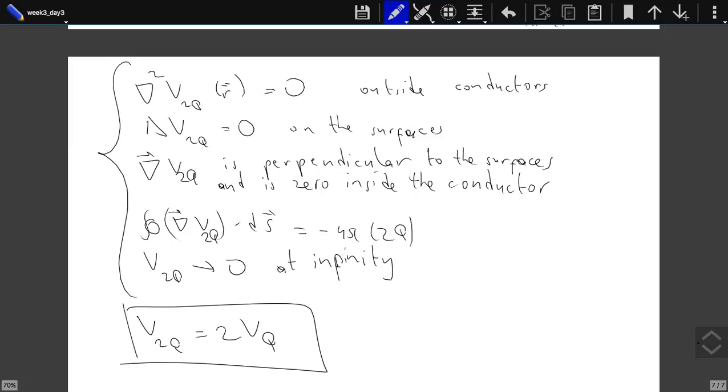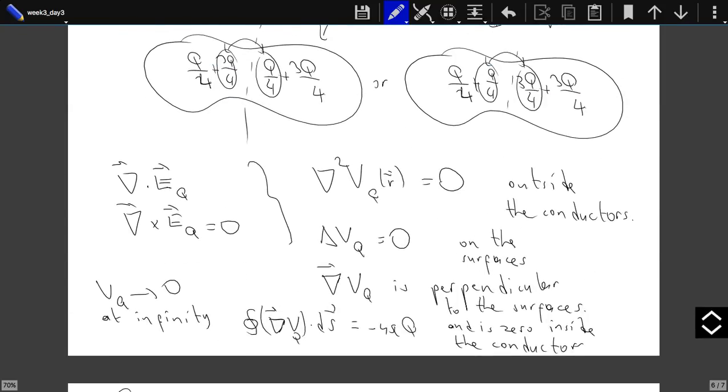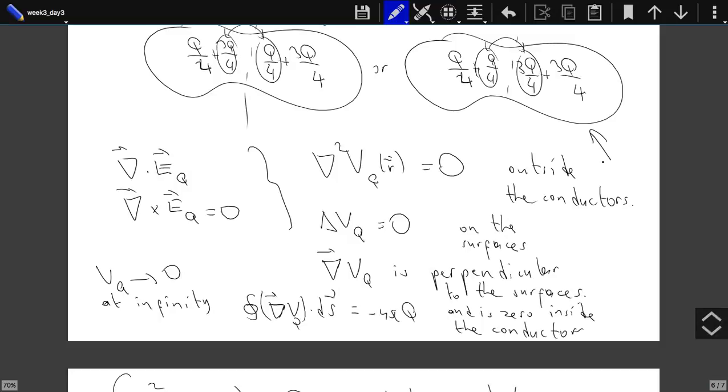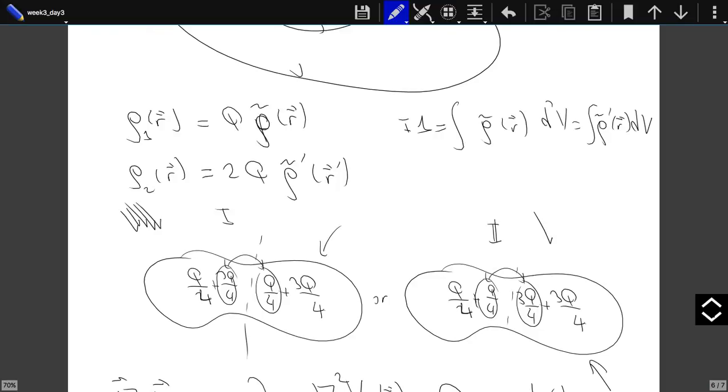But this tells me that the potentials have the same form. And if the potentials have the same form, you just take the Laplacian everywhere. That gives you the charge distribution. So the charge distributions have the same shape. So the answer is the second one. If you put up some amount of charge, and 1/4 goes to one side and 3/4 goes to the other side, if you double the charge, again 1/4 goes to one side and 3/4 goes to the other side.